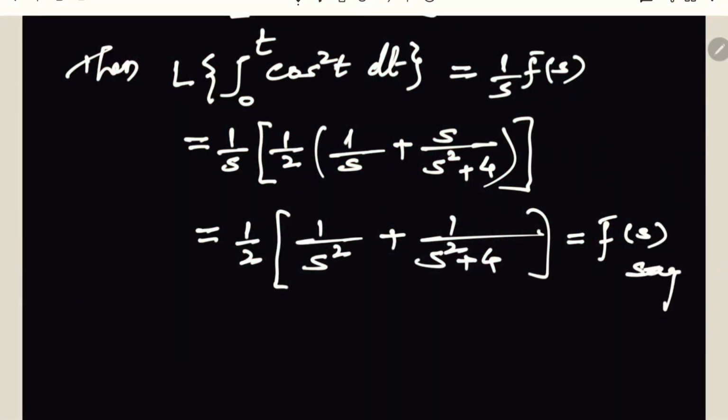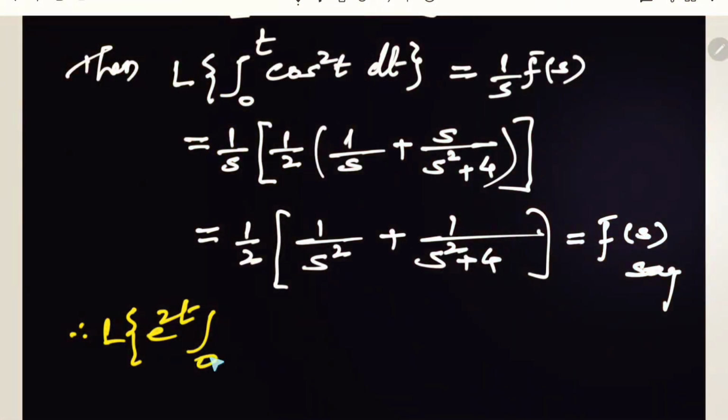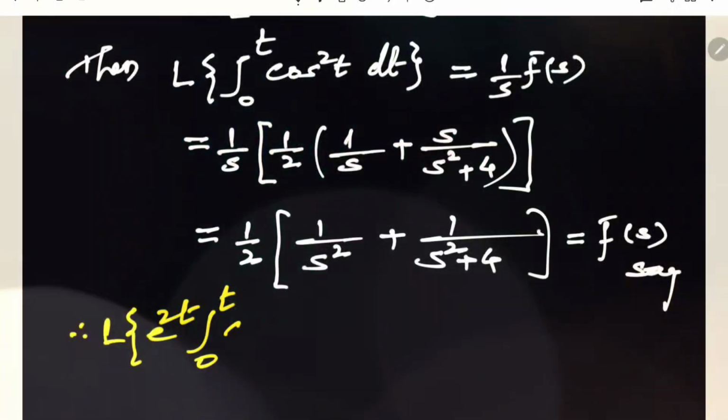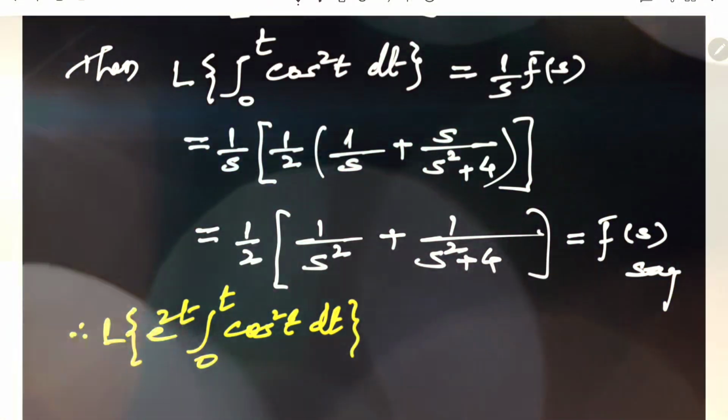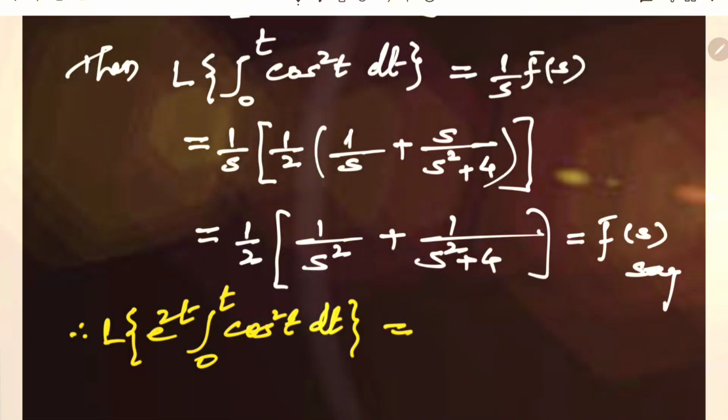And then finally first shifting theorem, Laplace transform of e raised to 2t into integration from 0 to t of cos square t dt, replacing s by s minus 2.